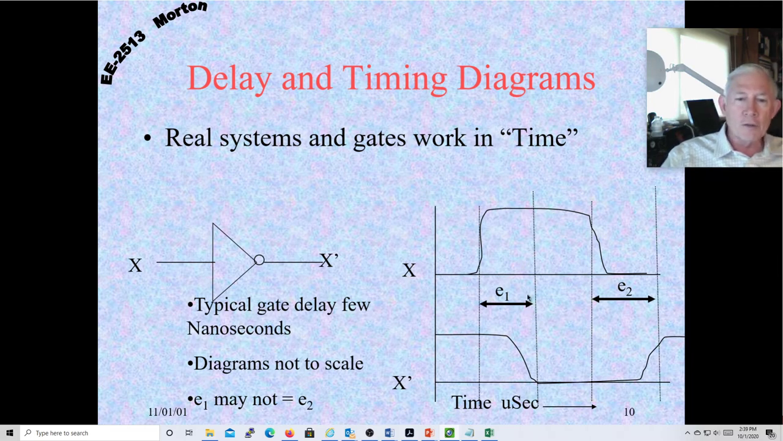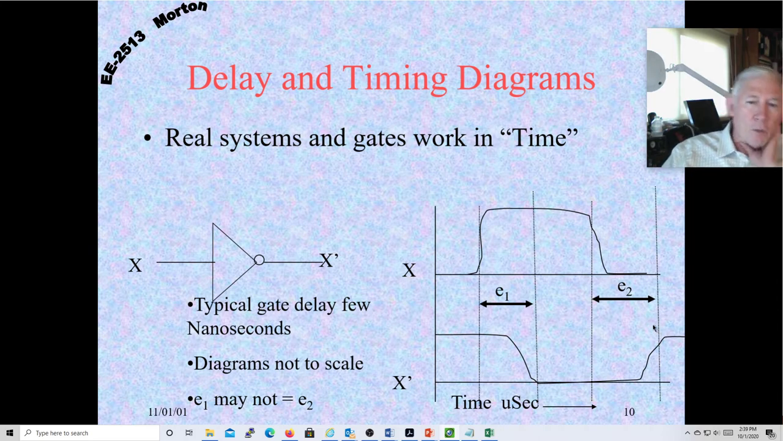The other thing that's really interesting is, notice here, the input X goes from, say, 5 volts down to 0. And here you see the output coming up from 0 to 5. Again, X and X prime. So obviously the output should be the opposite of the input. So if the input's 0, the output should go to 5 volts.